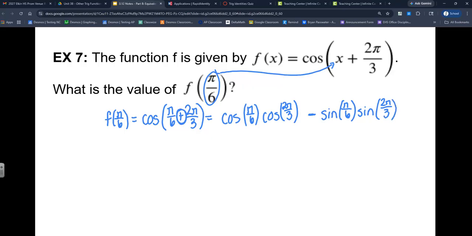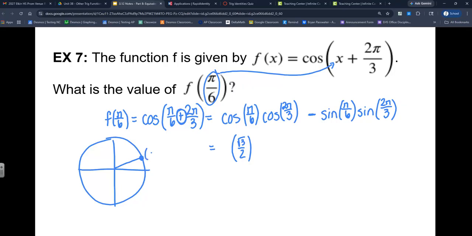Now, sometimes you got a multiple choice question, and their answer choices look like this, kind of forcing you into it, right? Here, if we think of cosine of pi over 6, cosine's x coordinate, that is square root of 3 over 2. I think I need my points here. Pi over 6 is here. That is square root of 3 over 2, 1/2. 2 pi over 3 is here. That is negative 1/2, root 3 over 2. So cosine of 2 pi over 3 is negative 1/2.